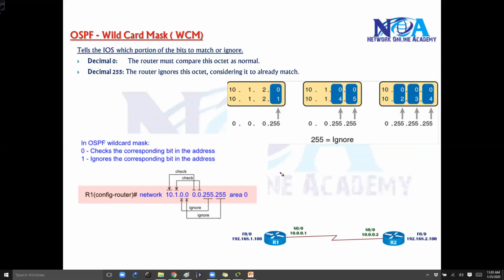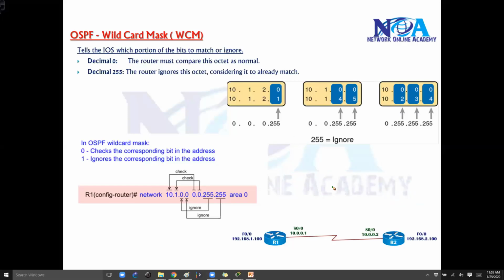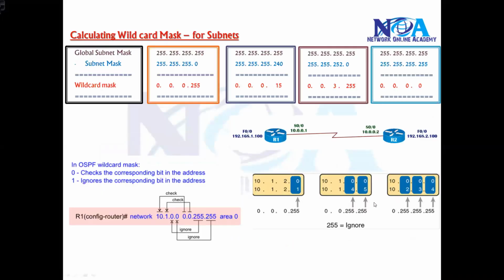Like if you take this example here, 10.1.0.0, the same example, 0.0.255.255 means advertise all the addresses whichever starts with 10.1. So basically in most of the advertisements, we want to advertise all the addresses whichever matches the network portion. And that's the reason you have this reverse. So if you want to calculate, you have some examples here.